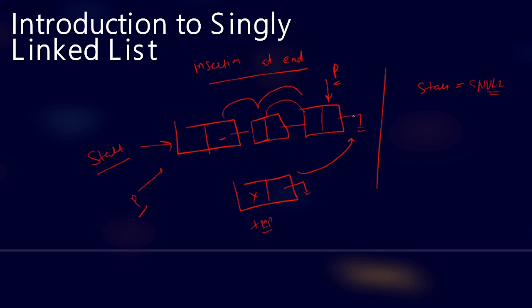Now when we have reached here, what are we going to do? We simply point P of next to TMP. So this P of next is now pointing to this, which means this node is inserted at the end of the linked list. So it is a simple operation to insert a node at the end of a single linked list.